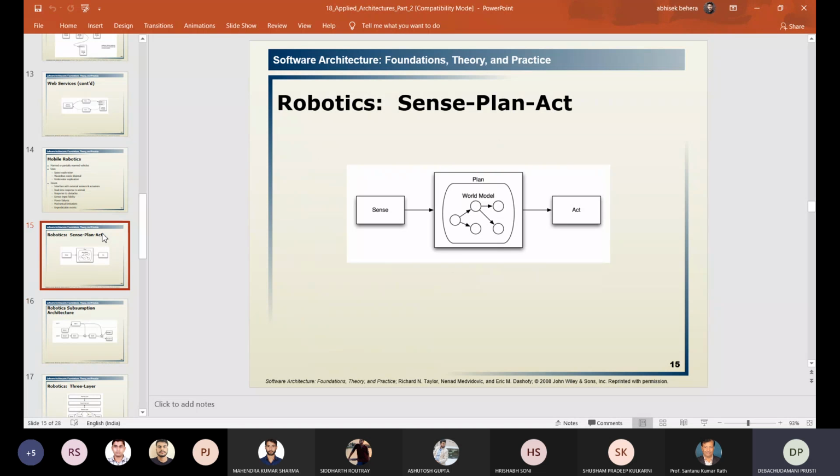Here we have sense, plan and act. Just like we have the data store, the computation and the user, here also we have sense, plan and act. It will first sense, then the computation model part has the world model or any plan for how to manage it, then it will act, meaning it will behave and show its property or feature.